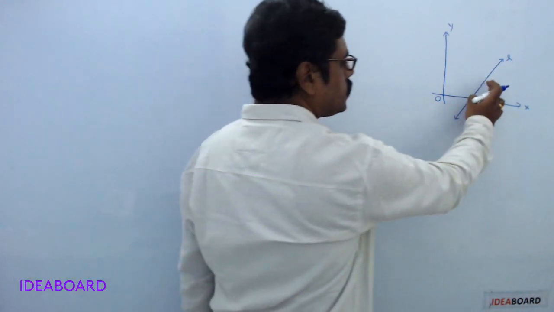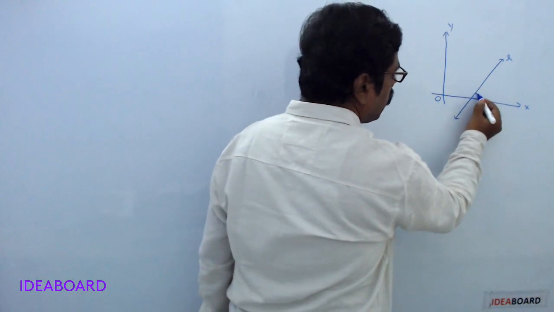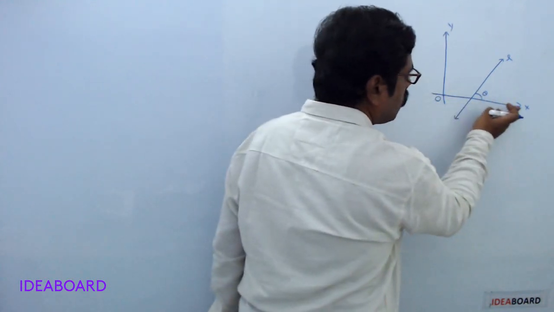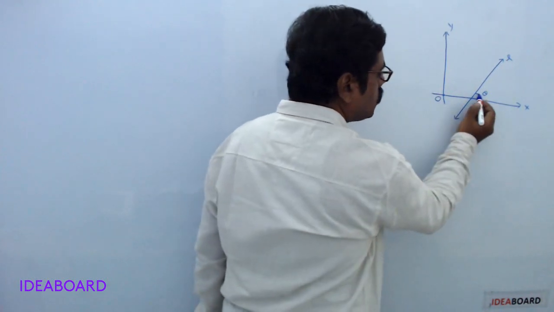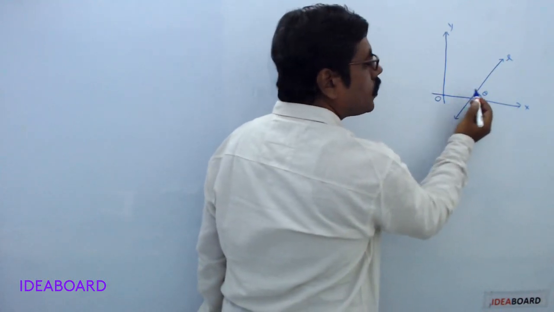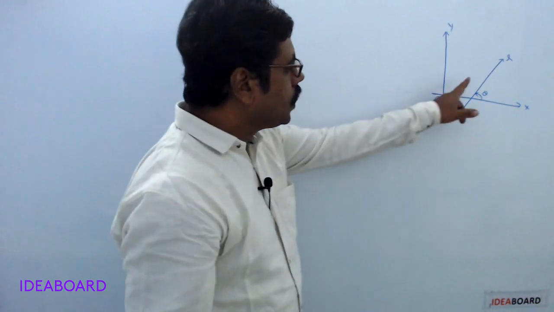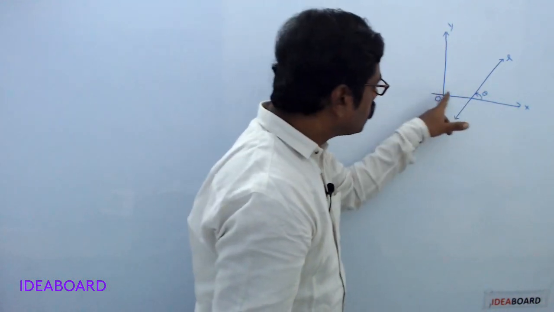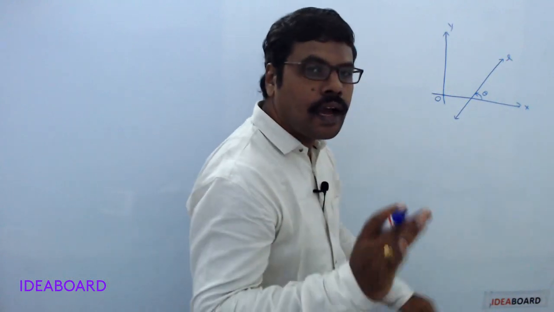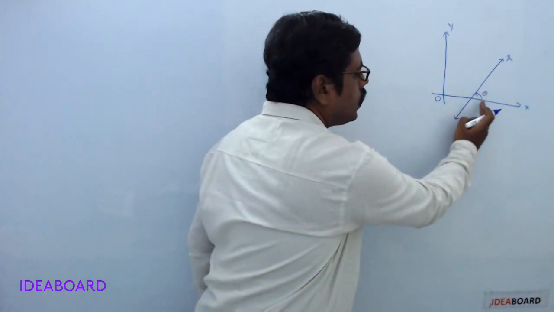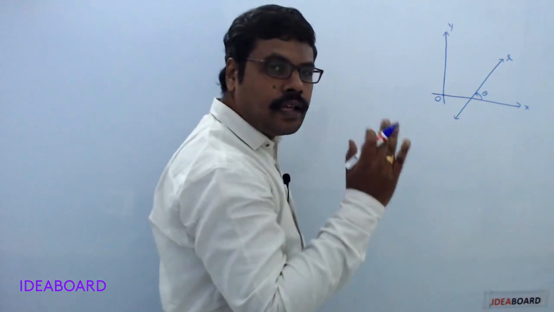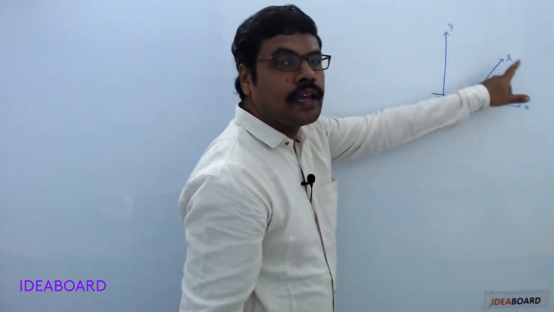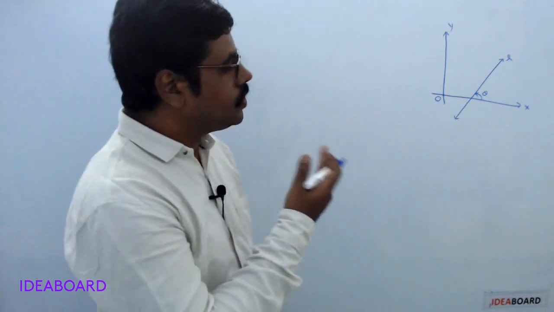Suppose this line L makes an angle theta with positive direction of x-axis and measured in anti-clockwise direction. If a line L makes an angle theta with positive direction of x-axis and measured in anti-clockwise direction, then this theta is called inclination of the line L. So write down the definition.